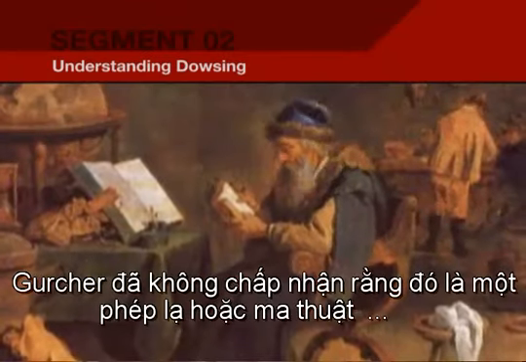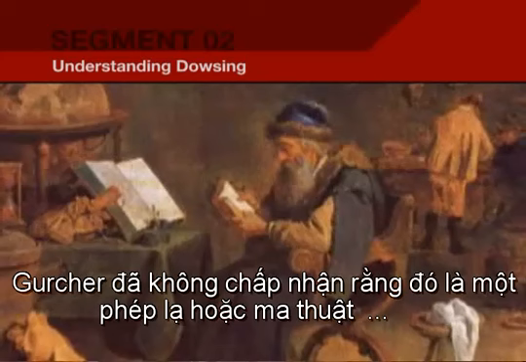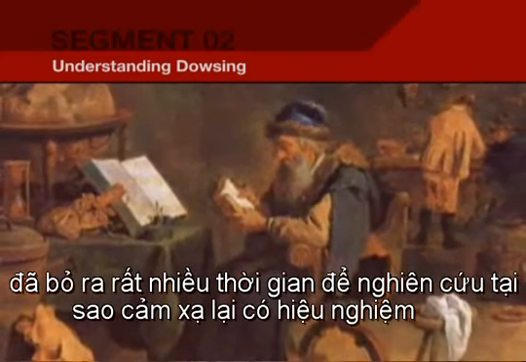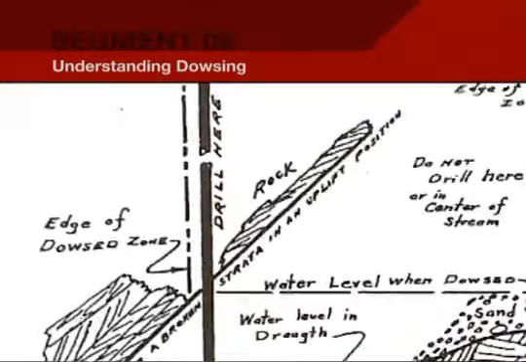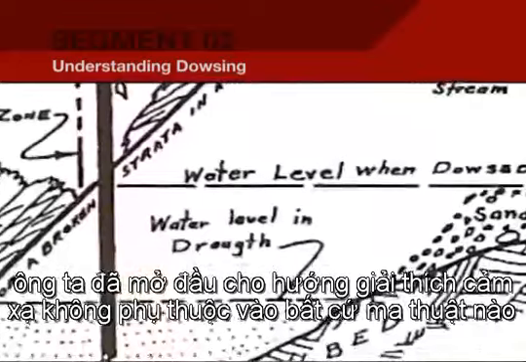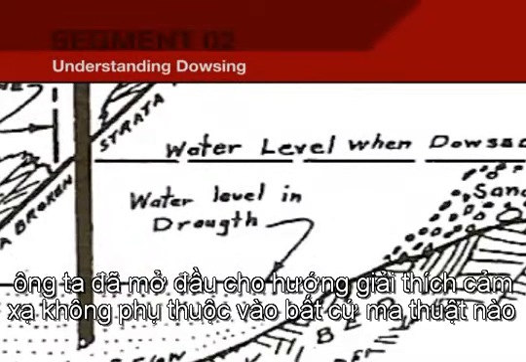Kircher, after refusing to accept a magical interpretation of dowsing, spent much time trying to understand the mechanism by which the process worked. Though he ultimately failed, he paved the way for later efforts to examine dowsing separate from any magical theories.